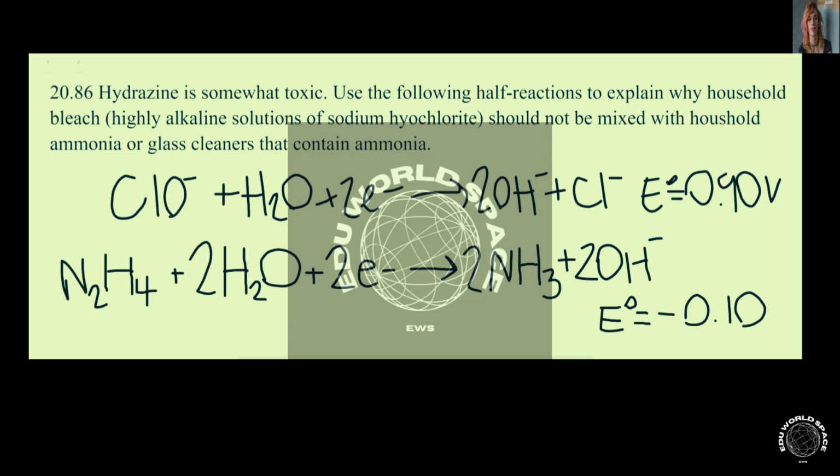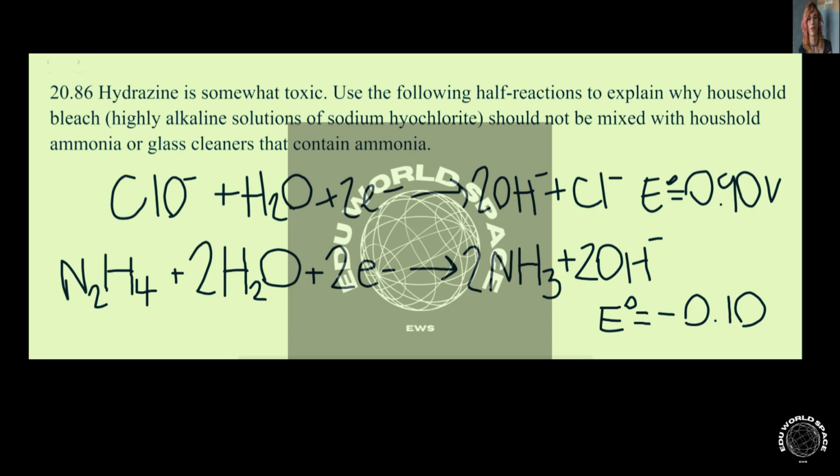And the two half reactions we have are ClO minus plus H2O plus 2 electrons yields 2 OH minus plus Cl minus. And the reduction potential for that half reaction is positive 0.9 volts. And then our second half reaction is N2H4, which is hydrazine, plus 2H2O plus 2 electrons yields 2NH3, which is ammonia, plus 2 OH minus. And the reduction potential for that half reaction is negative 0.10 volts.